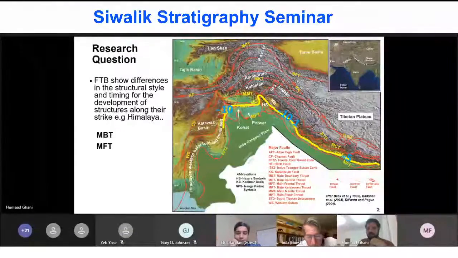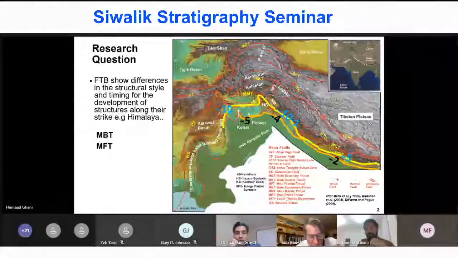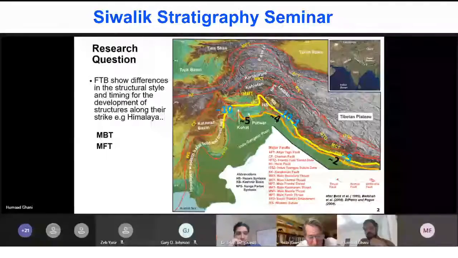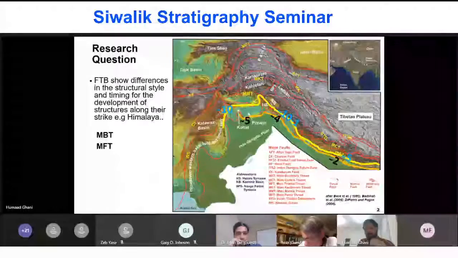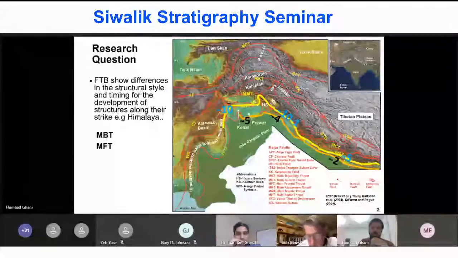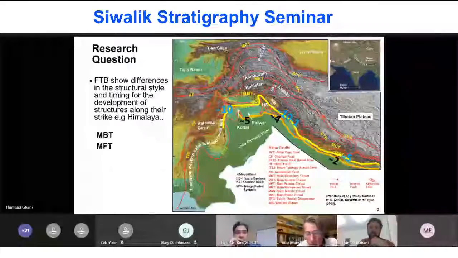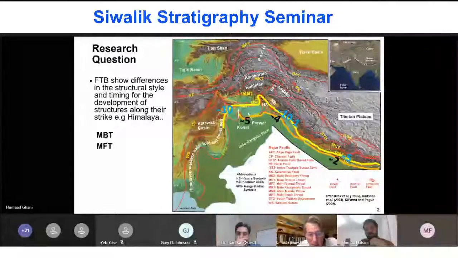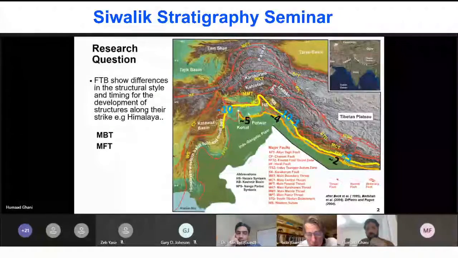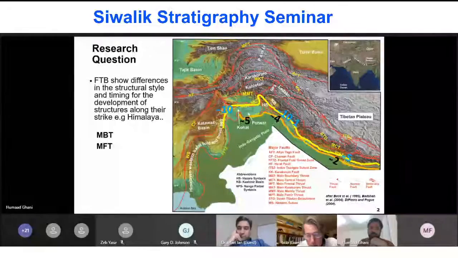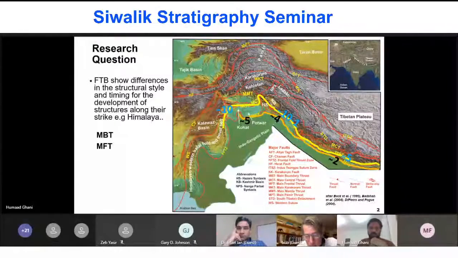The same is the case with, for example, the Main Frontal Thrust. Around 2 million years in the central Himalaya, and the new work from Jan Gavilo says about the earlier activation, about 4 million years, in the Kashmir Himalaya, and the work of Burbank that for the first time said about the development of this thrust about 5 million years in Pakistan.